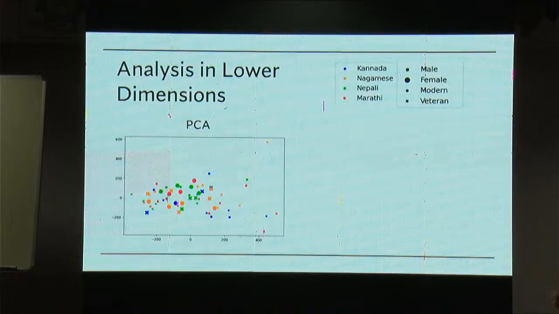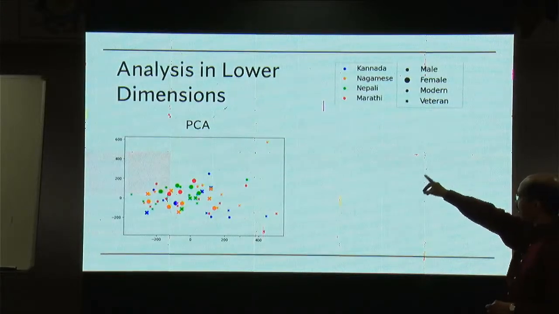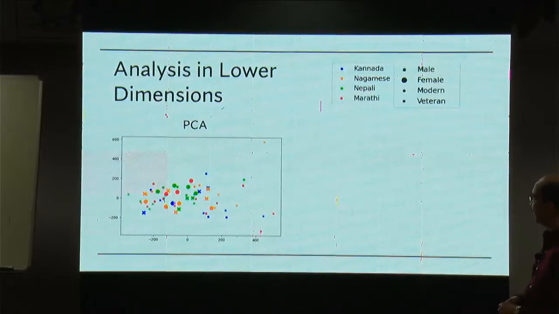So the first thing we did was to use PCA. The idea of lower dimensionality reduction is to preserve as much information as possible. PCA does it in a different way. PCA preserves global distances. So as you can see, there are a couple of outliers. There is one brown outlier. Nagamese song is kind of different from most others.